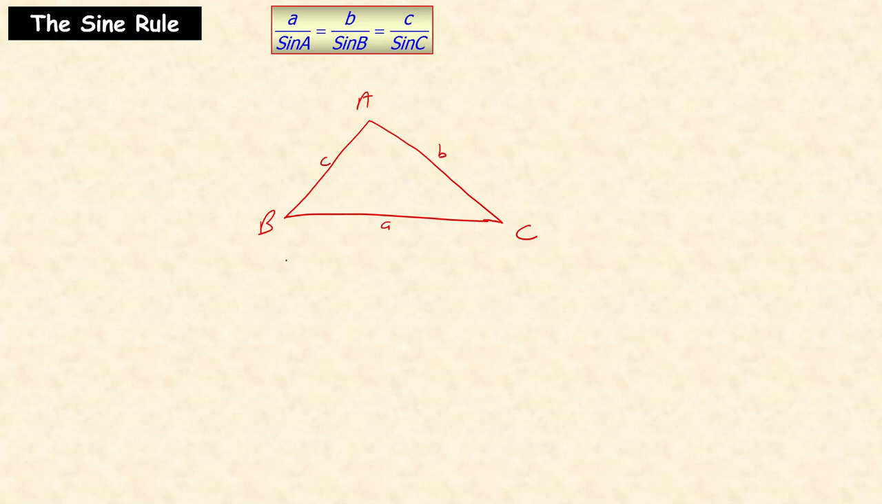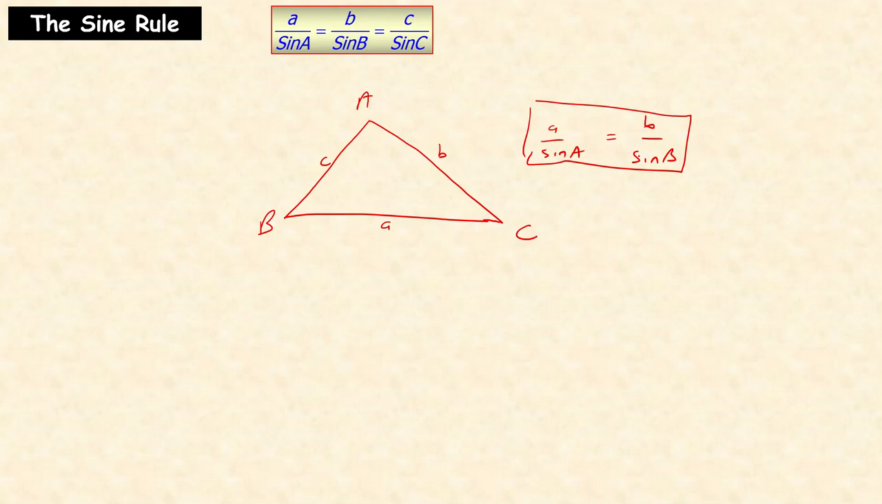And so the way this works then is a over sine of the angle A is equal to b over sine B. You only need to use two of them at a time. It's equivalent to c over sine C as well, but you're only using two at a time.